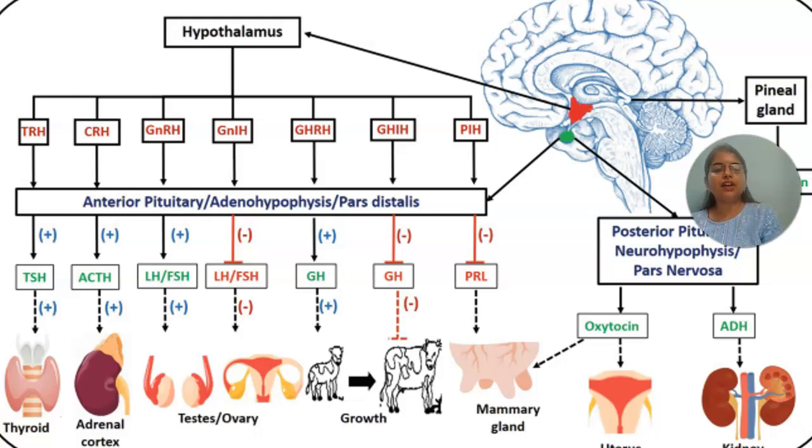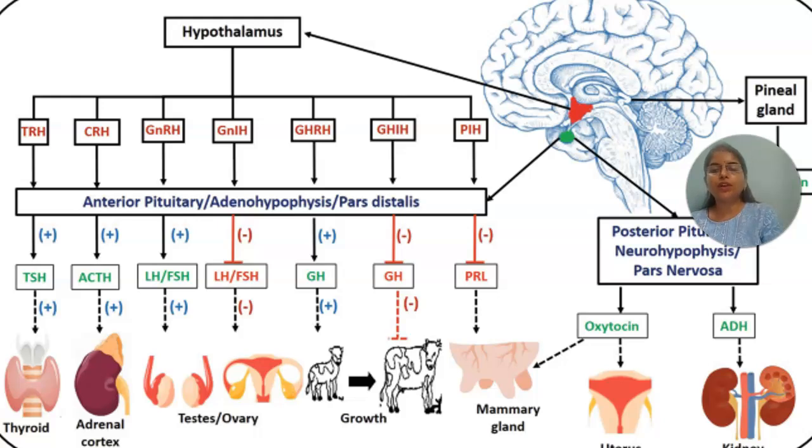Then we have GnRH or gonadotropin releasing hormone, which is stimulating the release of LH and FSH from the pituitary gland, which is stimulating testes and ovaries to perform their function and release the reproductive hormones. Then we have gonadotropin inhibiting hormone, which is inhibiting these hormones.